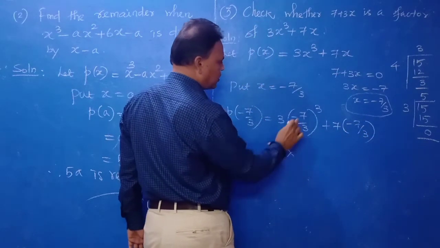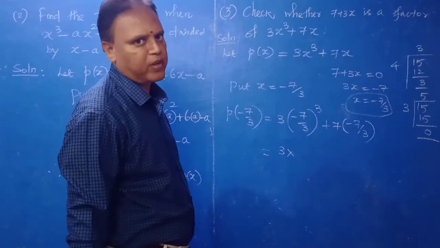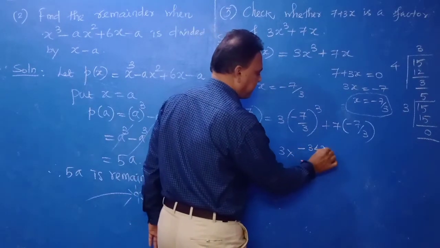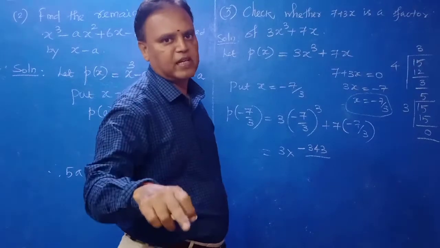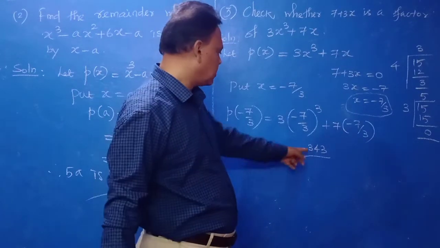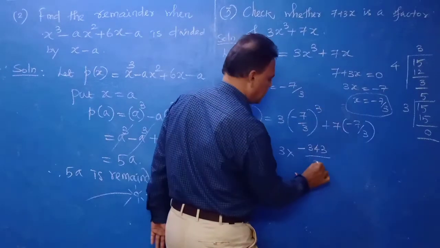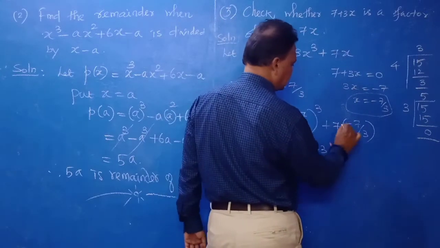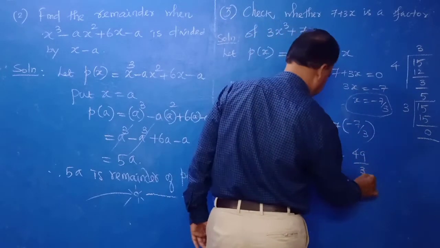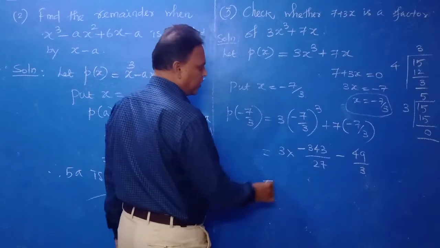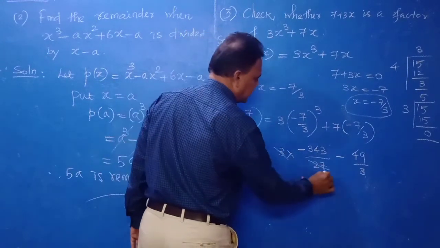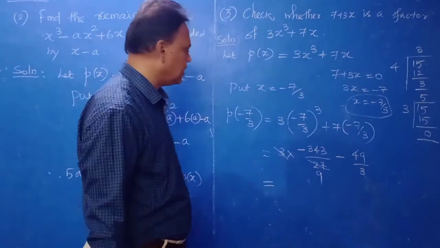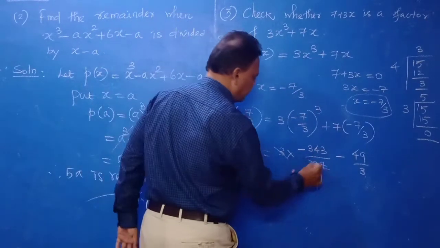First, the bracket one you have to simplify. Minus 7 cube is minus 343. 7 cube means 7 into 7 into 7: 7 into 7 is 49, 49 into 7 is 343. And 3 cube is 27. Plus into minus, minus 7 into 7, 49 by 3. Here the numerator 3 you can cancel with the 27, so you will get 9. So minus 343 by 9.